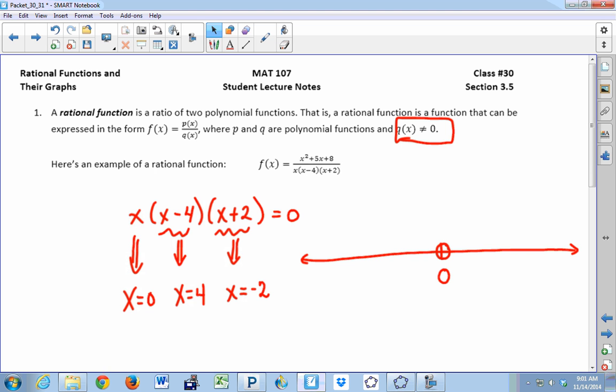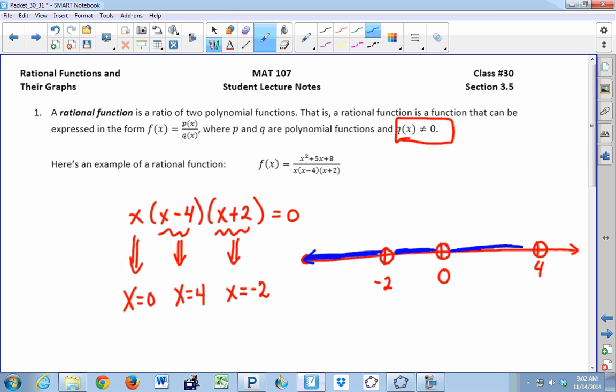Can't include 0. At 4, I have another big hole. Can't include 4. And at -2, I have an open circle. So my domain is all numbers to the left of -2, but not including -2. All numbers between -2 and 0, with -2 and 0 not being included. Between 0 and 4, not including 0 and 4, and then 4 all the way out to positive infinity. So that's how we represent it.